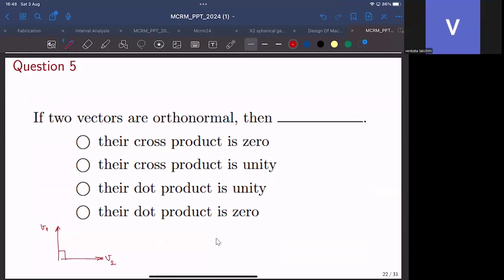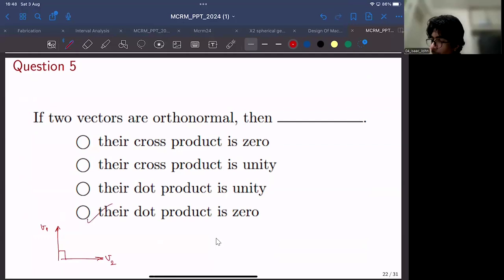The dot product is 0. What about their cross product? So V1 cross V2 is magnitude of V1 times V2 times sine 90, and since they are orthonormal, their magnitude is 1. So it will be sine 90, that will be 1. So their cross product is also unity if they are orthonormal. So you have two correct answers, right?